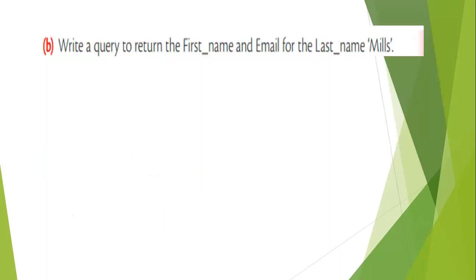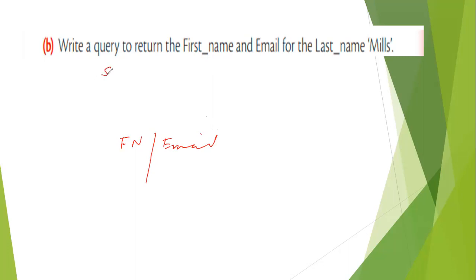Now write a query to return the first name and email for the last name Mills. So can you write the query? On chat. Okay. Right, I could return the first name and email for the last name Mills. So the query would be: return first name, comma, email from address book where last name Mills. So how to write the query? You have to write the query.